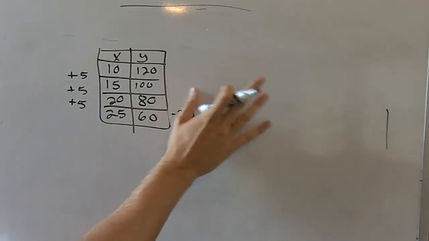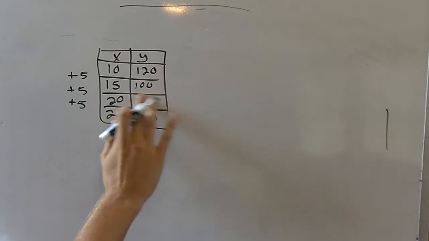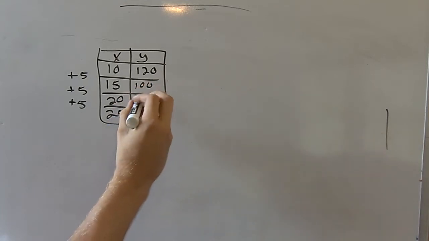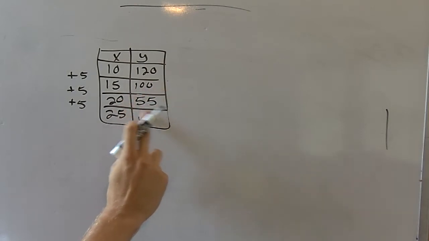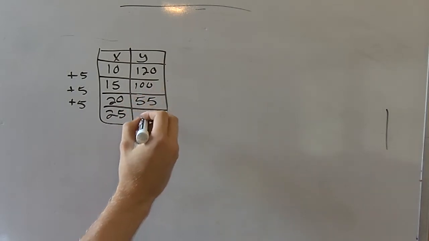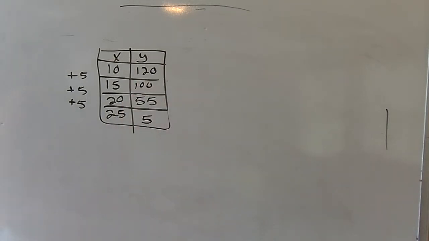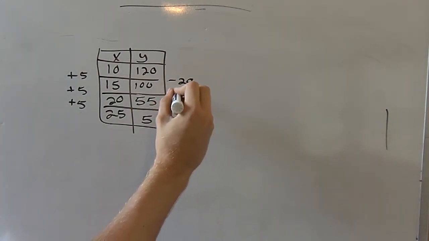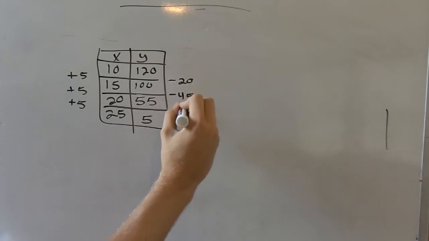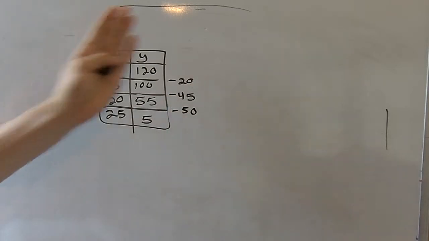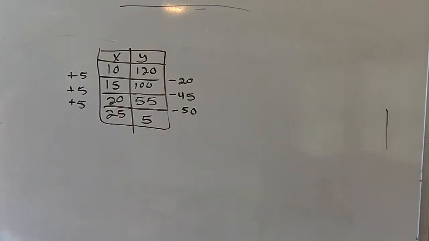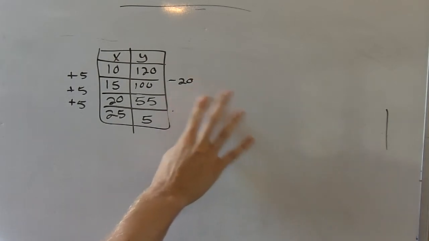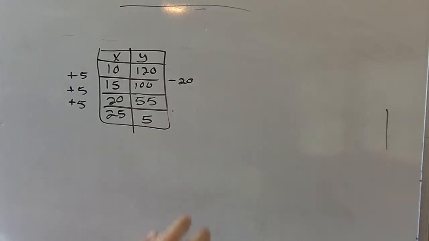If, however, it looked like this, and in this case x has a constant rate of change, but y is decreasing by 20, it's decreasing by 45, decreasing by 50. Then this is no longer a linear function. This is a nonlinear function. And typically in a nonlinear function, it's going to look slightly different.